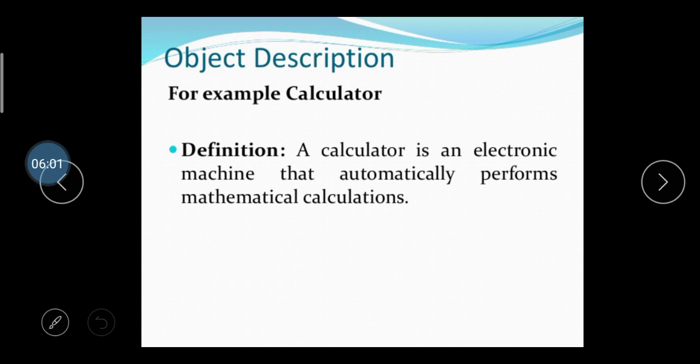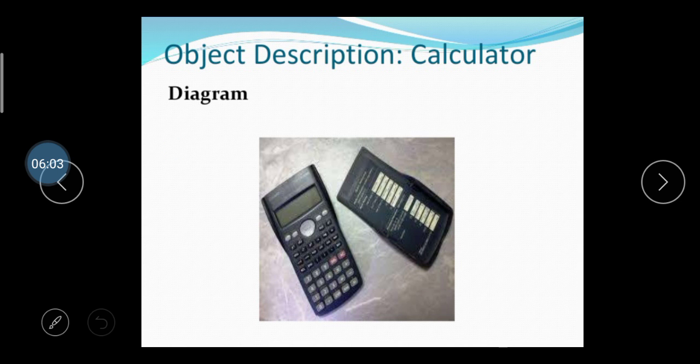Okay, so the first example we consider is the calculator. Here is the diagram of the calculator. Whenever you give the example of the calculator, you have to draw the diagram of this calculator. Here I take the image of it, but whenever you give any object example, you have to draw the object.